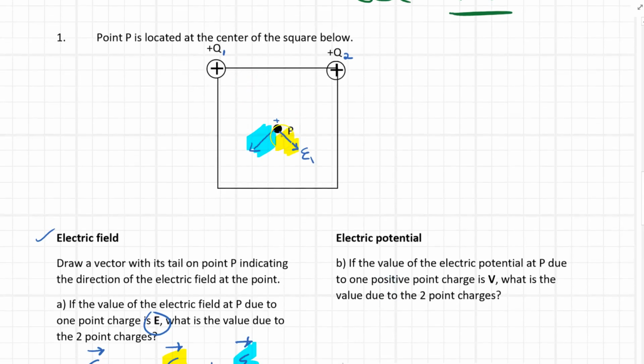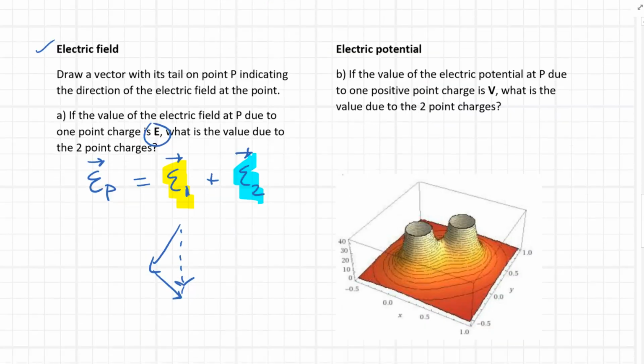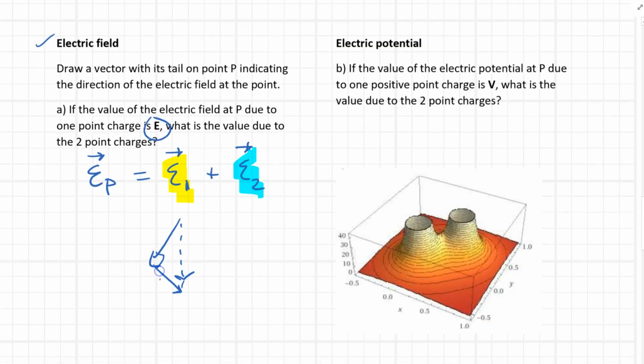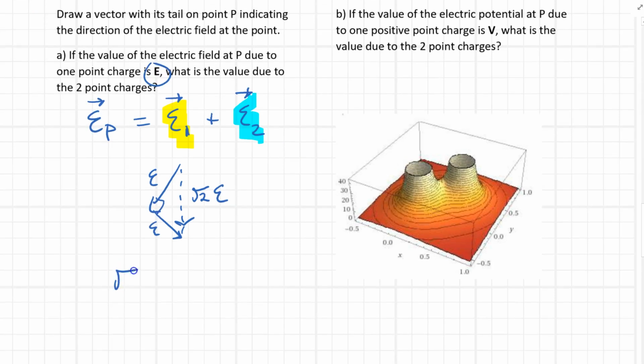Because it says this is the center, I think it's fair to say that those two are going to be 90 degrees away from each other. So if this is 1 unit E and this is 1 unit E, then we'd have to use Pythagoras, and I think we end up getting the square root of 2 E. So it wouldn't be twice as much. 1 plus 1 isn't always equal to 2 when we're talking about vectors, because we have to think about the direction. So our answer for that one would be the square root of 2 E.